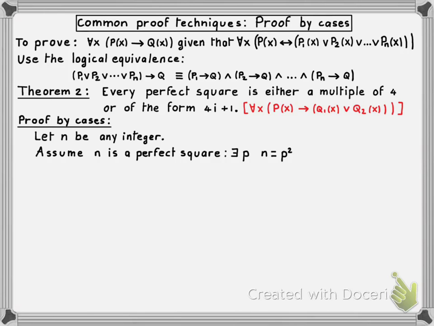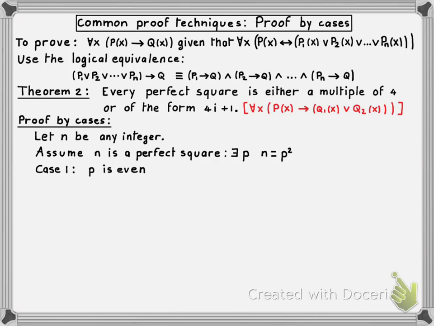But of course, we don't know that p is odd, but what we do know is that p is an integer. In fact, it's a positive integer, so it must be either odd or even. And these are the cases we're going to consider for the rest of the proof. So case number 1, p is even.